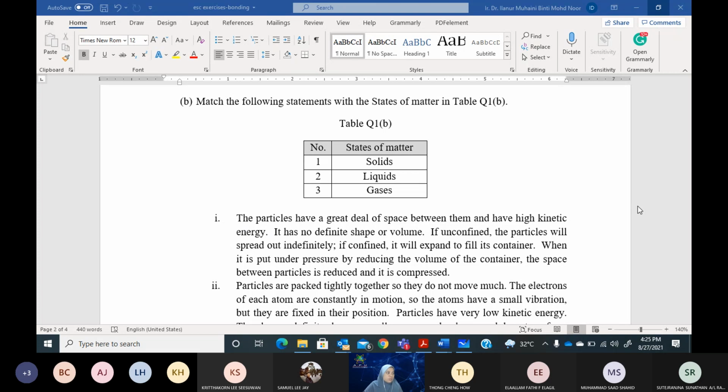It has no definite shape or volume. If unconfined, the particles will spread out indefinitely. If confined, it will expand to fill its container. When it is put under pressure by reducing the volume of the container, the space between particles is reduced and it is compressed. So which one do you think it is?